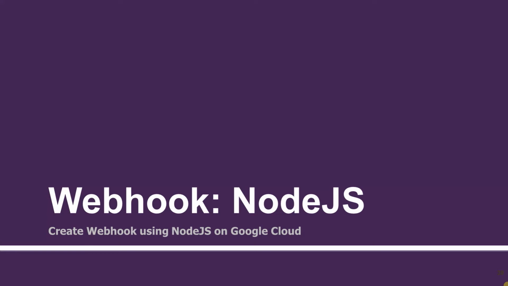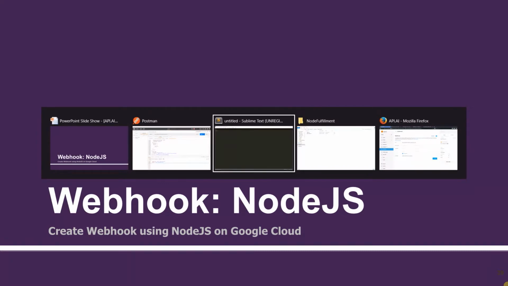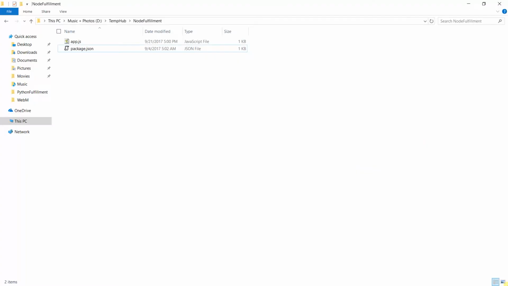Hello guys, welcome to the 10th session of the API.AI tutorials for beginners. In this session we will see how to create the webhook using NodeJS and deploy it on Google Cloud. For this, I have already installed Node.js and npm on my system and created a new directory.